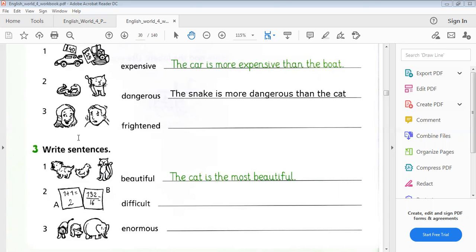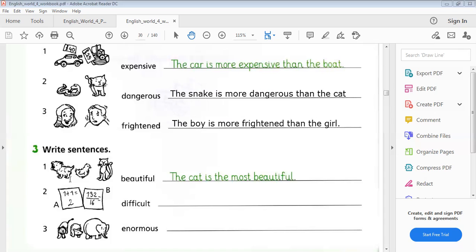Okay, here, number three, frightened. Which one is more frightened, the girl or the boy? Look, the girl is happy, so the boy is more frightened. So you say the boy is more frightened. The boy is more frightened. Don't forget than the girl. You see? Well done. Let's go to the next one, which is about the most.